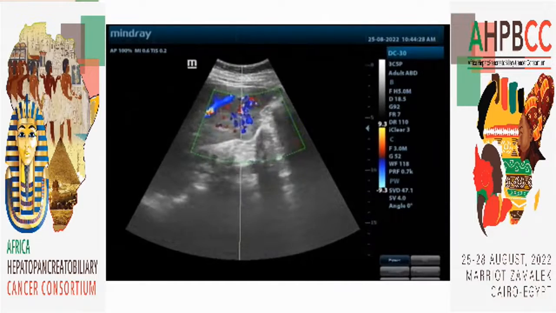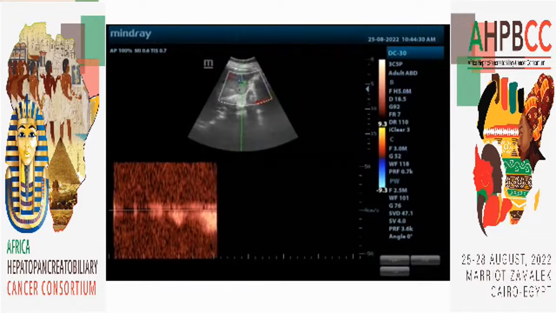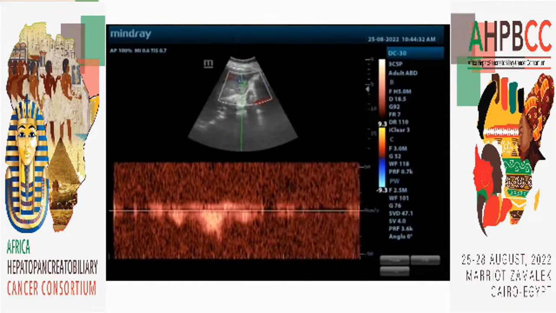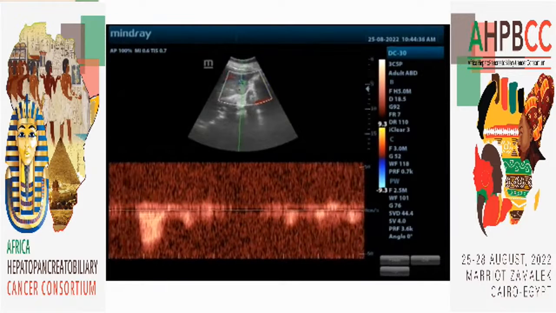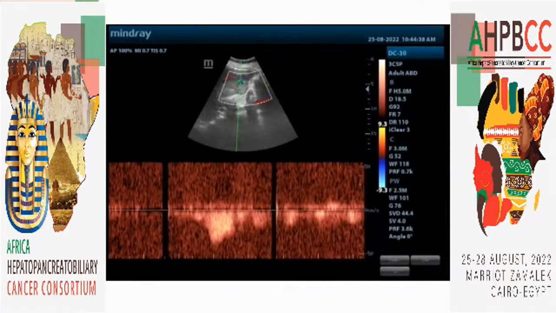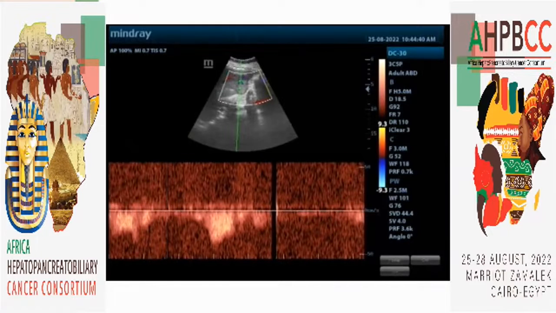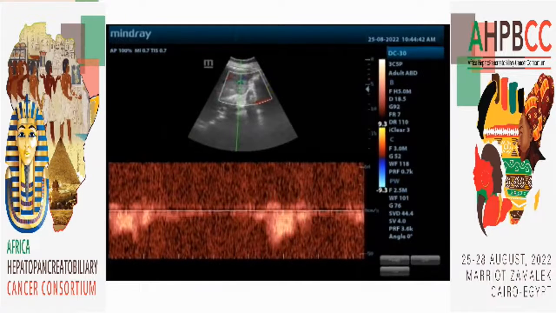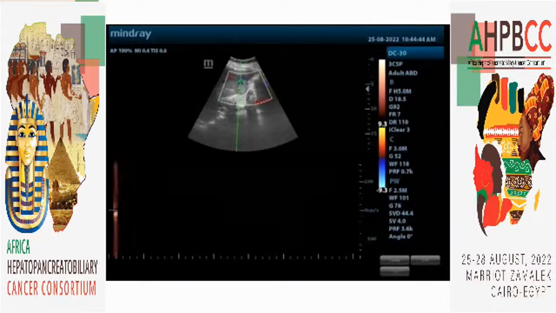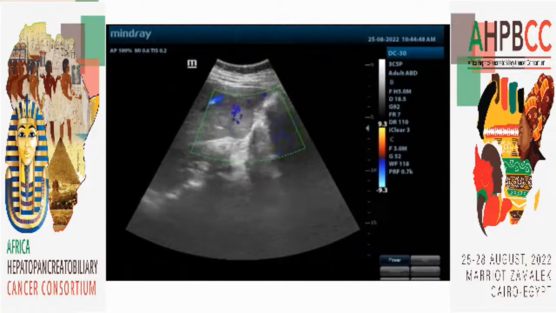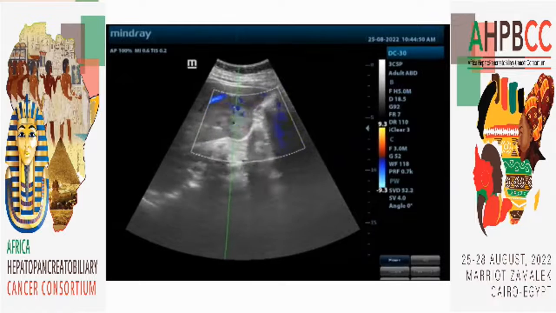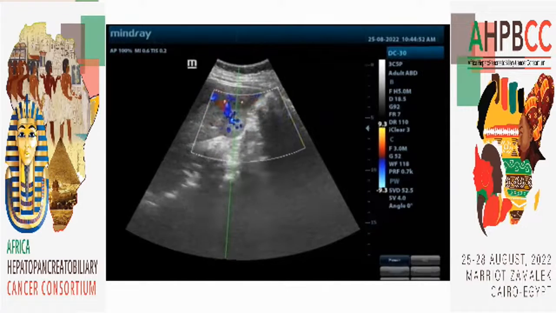On adding a pulsed wave examination, there are some arterial signals. It is arterial, hypervascular. And it also shows a venous pattern as well. So it has both arterial and venous, and mainly arterial.